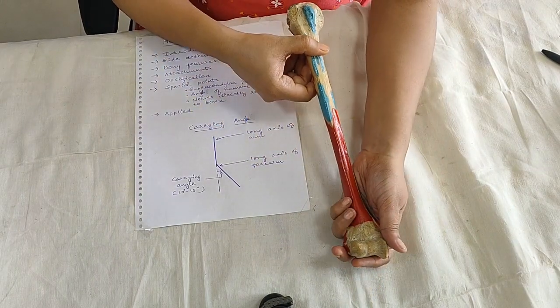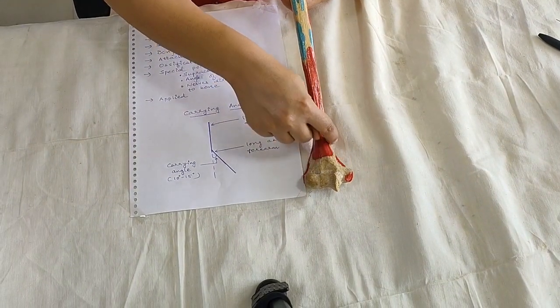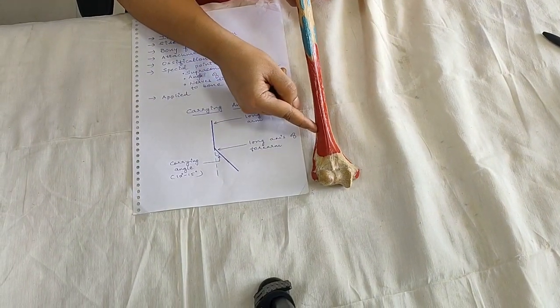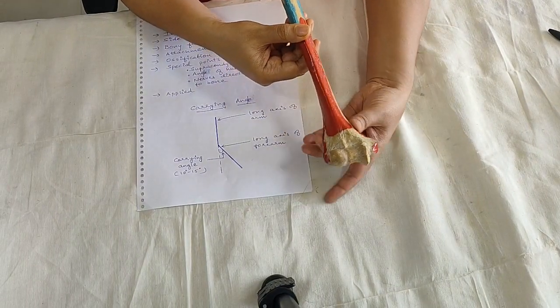Now coming to the lower end of the humerus, on the medial and lateral supracondylar ridges, intermuscular septa are attached.